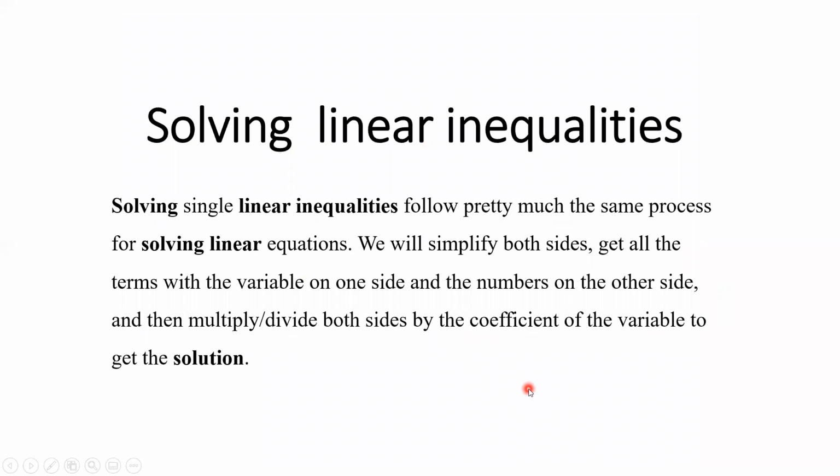Okay, solving linear inequalities. So solving single linear inequalities follows pretty much the same process as solving linear equations. We simplify both sides, get all the terms with the variable on one side and the numbers on the other side. And then we multiply or divide both sides by the coefficient of the variable to get the solution.